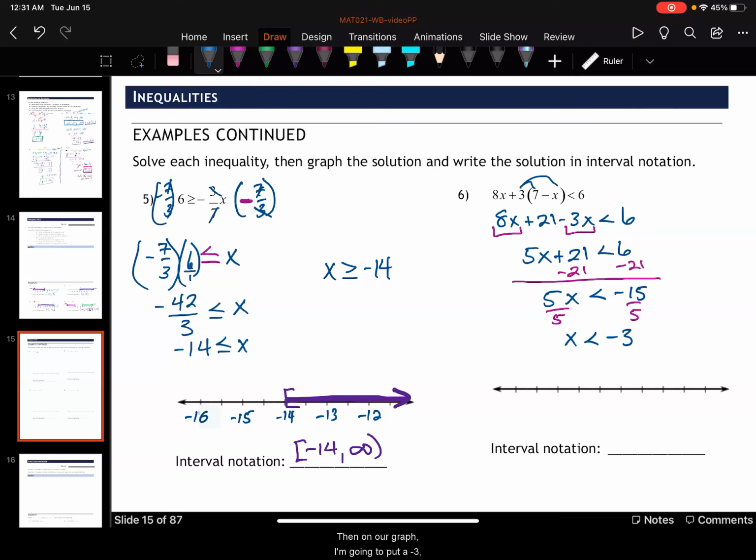So then on our graph, we'll go ahead and put a negative 3. Let's see, negative 2, negative 1, negative 4, negative 5. So then at negative 3, x is less than, so we're going to go to the left. And since we don't have an equal, it's just less than, we would have a parenthesis there at negative 3. So in interval notation, we would have parenthesis, negative infinity, negative 3, parenthesis.